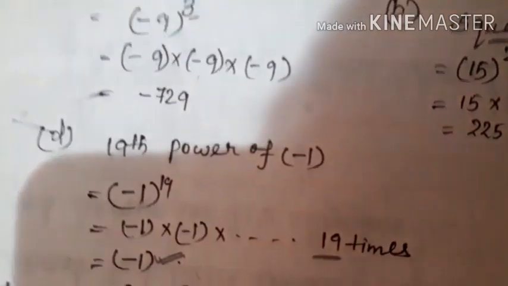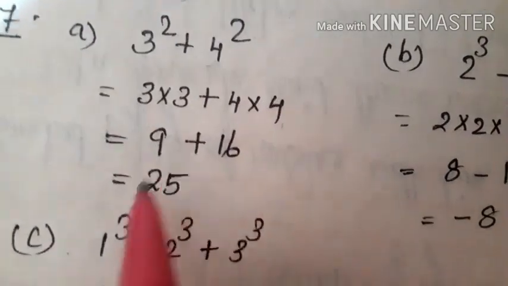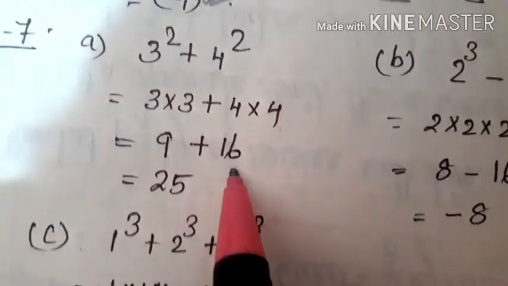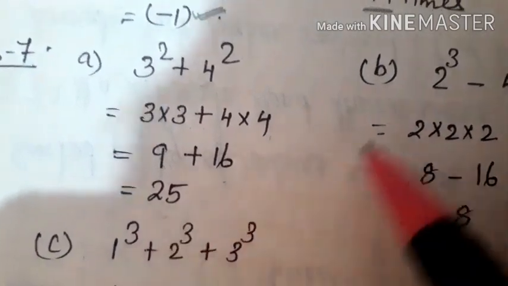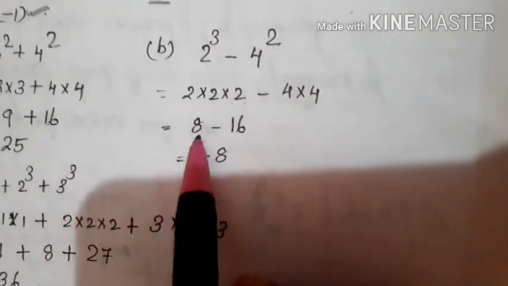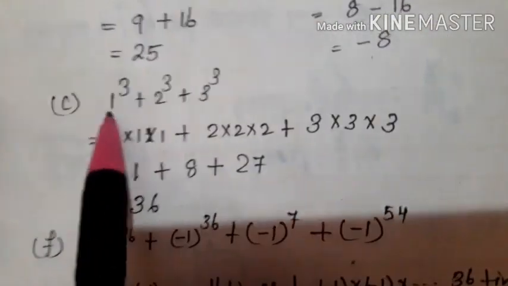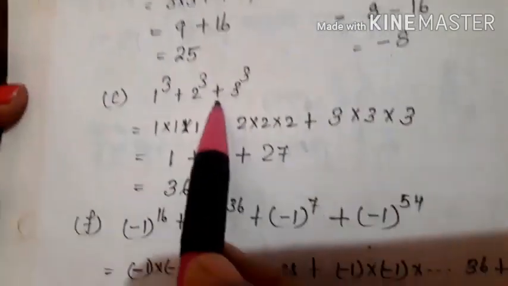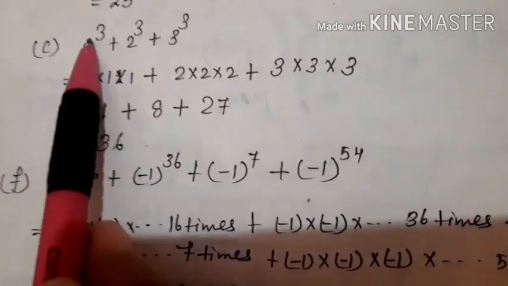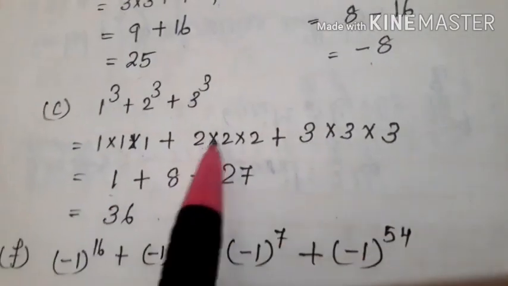Then question number 7. Simplify. 3 square plus 4 square. 3 square means 3 into 3 plus 4 into 4. 9 plus 16, which is equal to 25. Then B, 2 to the power 3 minus 4 to the power 2. 2 into 2 into 2 minus 4 into 4. 8 minus 16, which is equal to minus 8. Then C, 1 to the power 3 plus 2 to the power 3 plus 3 to the power 3. That is 1 into 1 into 1, which is equal to 1. 2 into 2 into 2, 8, plus 3 into 3 into 3, 27, which is equal to 36.